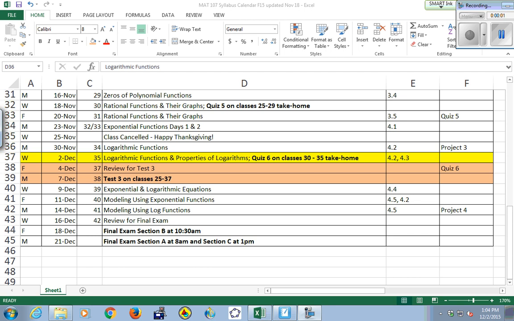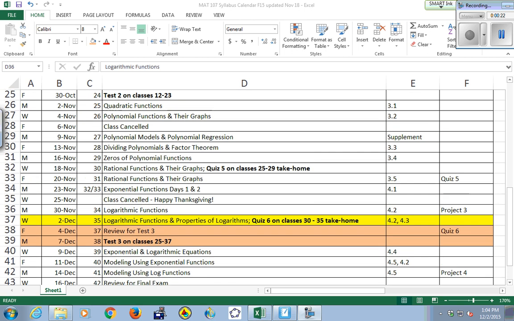Today is our last lesson before our third test. So we're going to talk about some properties of log functions today. We had an intro to log functions Monday. Friday we'll have a review class for test 3, and then Monday we'll have test 3. It's going to cover classes 25 through 37.